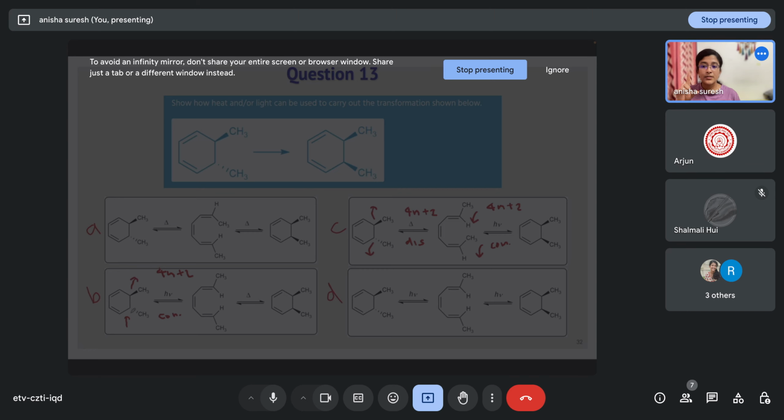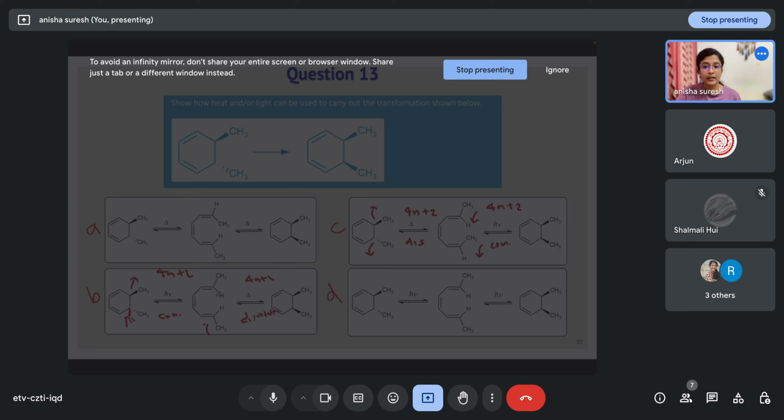Okay. So this will be 4n plus 2 H nu. It will follow conrotation. So conrotation means this is above the plane. This methyl is above the plane. If we do clockwise rotation, it will come outside. And here the hydrogen, which will be there, it will go inside. So both methyl groups will go outside of the ring.